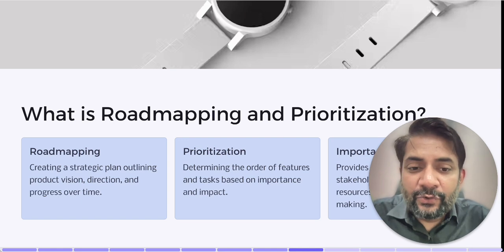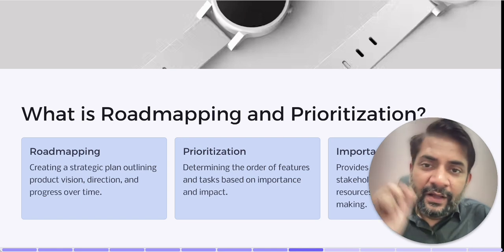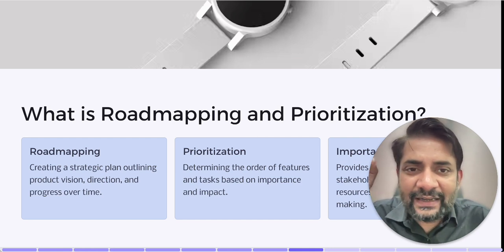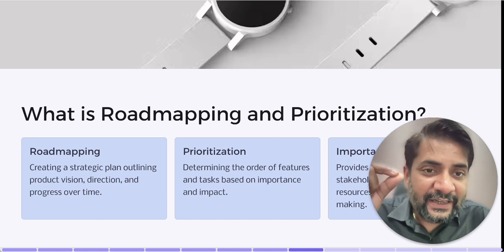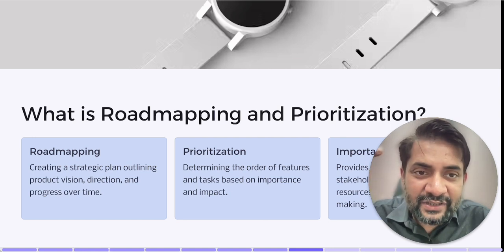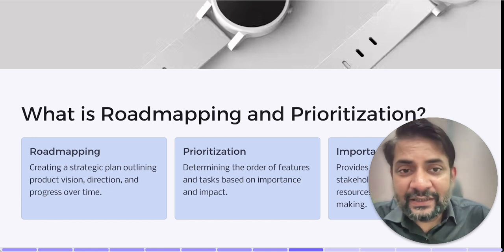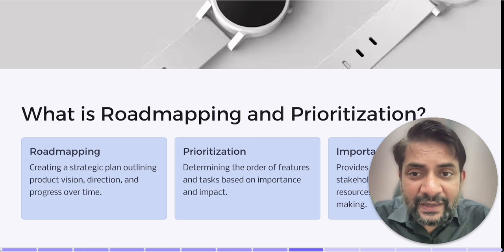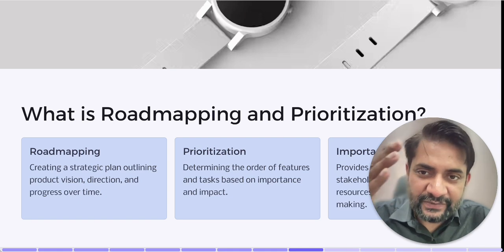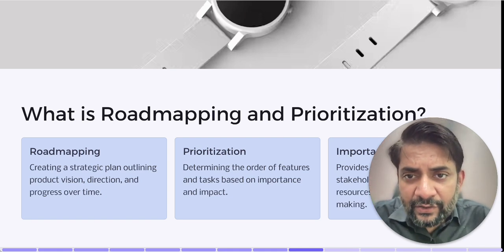So, what is now road mapping and prioritization? Road mapping is the process of creating a strategic plan that outlines the vision, direction, priorities, and progress of a product over time. Prioritization involves determining the order in which features and tasks should be addressed based on their importance and impact. So, why are road mapping and prioritization important?